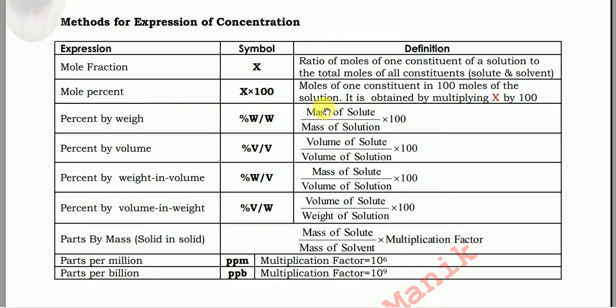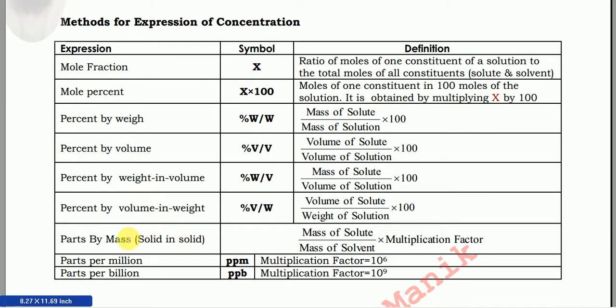Percent by weight means mass of solute divided by total mass of solution into 100. Percent by volume is known as volume of solute divided by volume of solution into 100. Percent by weight in volume is known as mass of solute divided by volume of solution into 100. And percent by volume in weight means volume of solute divided by weight of solute into 100. Basically, we deal with these three parameters: W by W, W by V, and V by V.